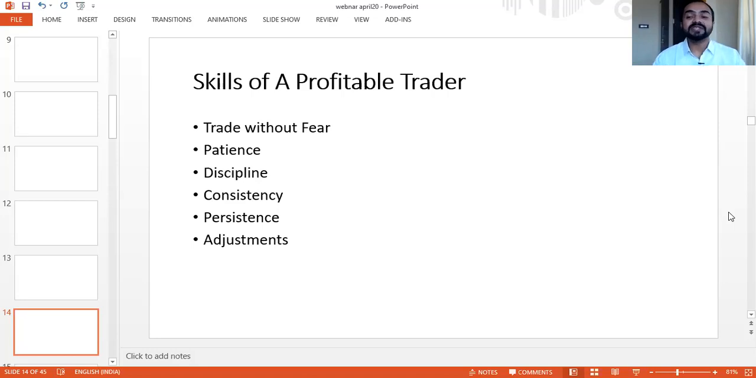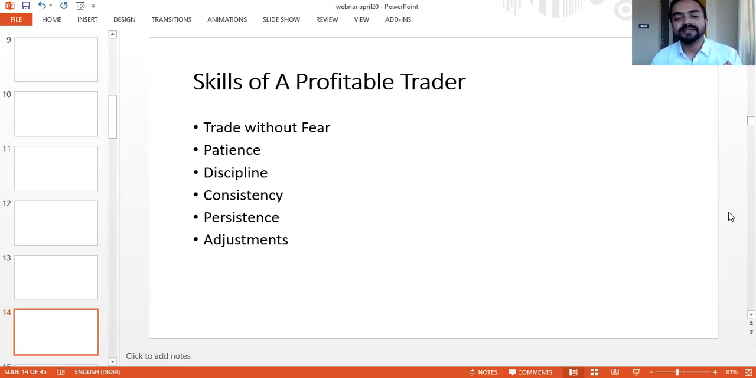Next skill is adjustments. You have to keep adjusting. I have taken a trade, but it can go against me. So I should be ready. If it goes against me, I should be ready. What will I do? You should be ready with the plan. If the trade goes against you, what will you do? You have to adjust. You have to keep adjusting.